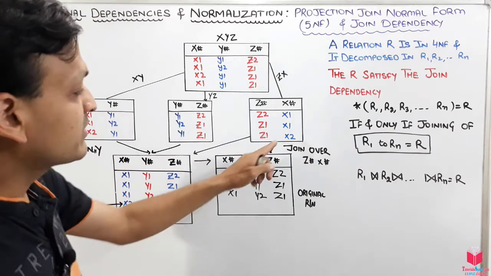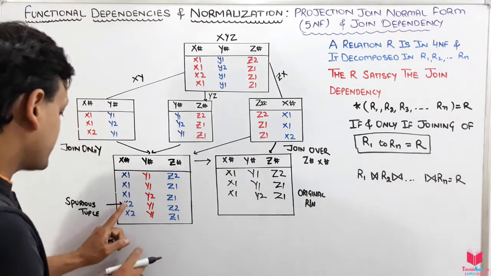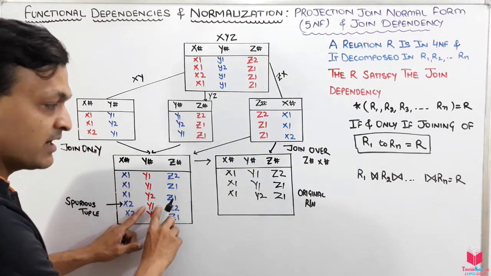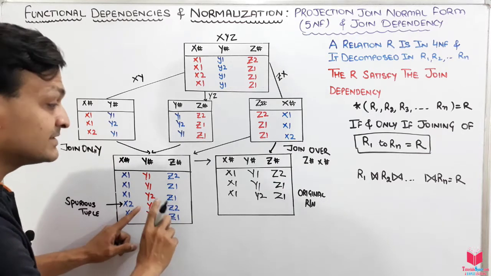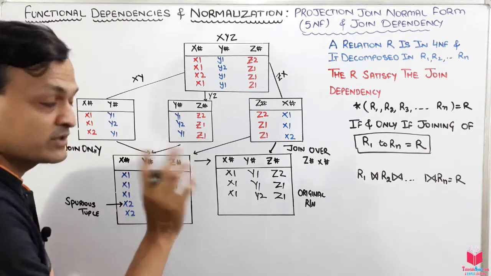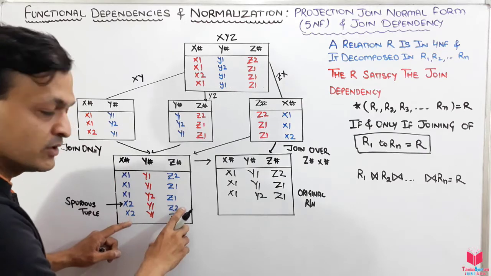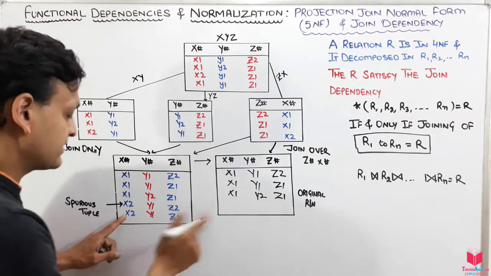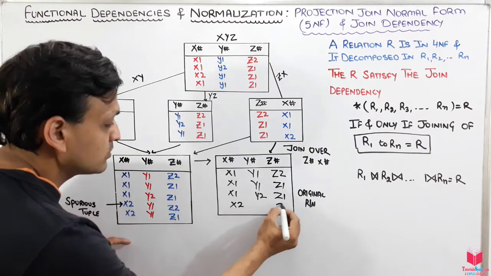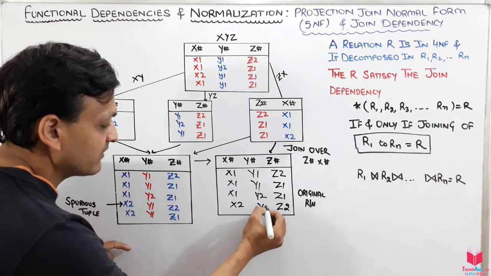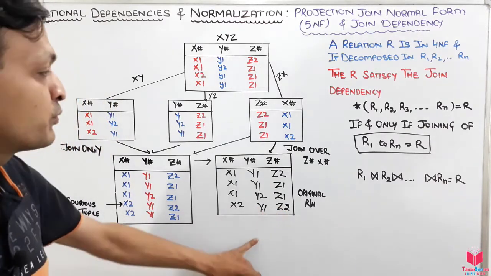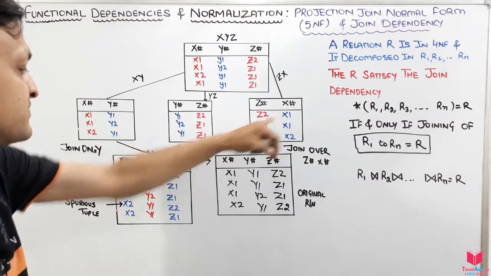Now after that, x2 z2 with y1. Remember, x2 z1, sorry, x2 z1, not x2 z1. It is x2 z2 with y1. Okay, this is the final output from the natural join of this table and that table.